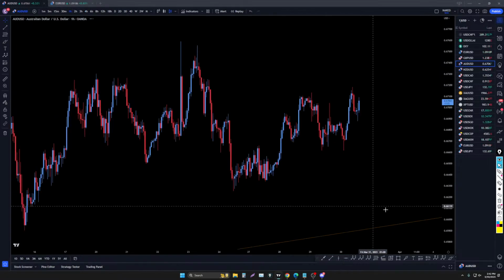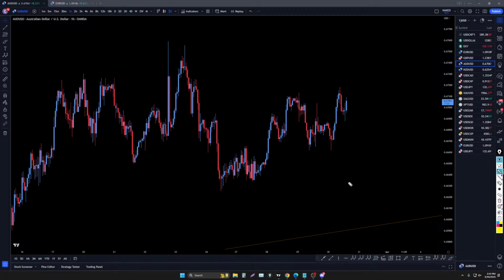So let's head down to the 1-hour time frame. On the 1-hour time frame, what do we got? We got 3 waves down, multiple times. On the 15-minute time frame, that right there was 3 waves down. Looks like it's going up.